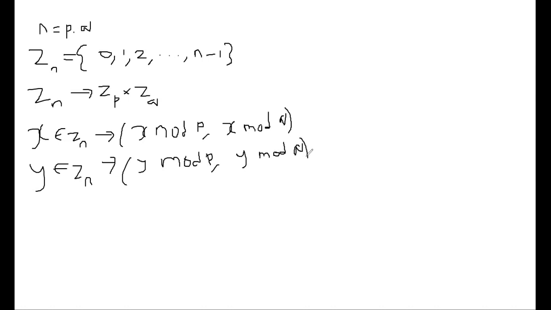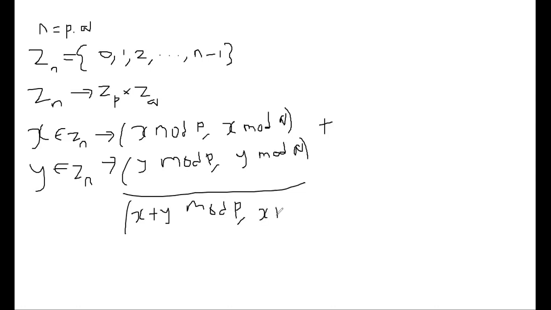But again, x plus y is not in Zn yet. So if we add these two things with the regular plus, you have your components added. You add your components x plus y, and you have to do mod p because the answer may exceed p. And then the same thing for the second component, which is x plus y mod q.